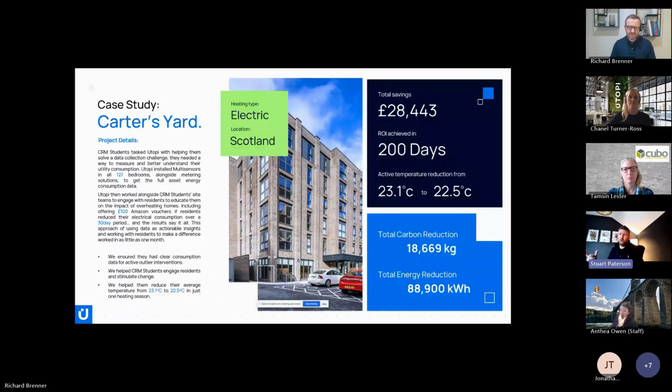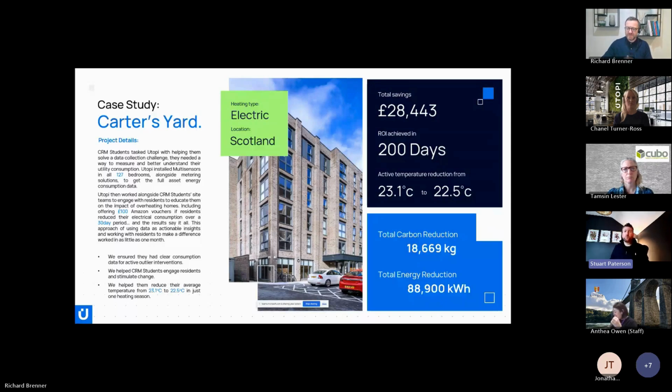Following the installation of the environmental sensor and energy submeters, we were able to determine that a lot of the overconsumption was due to overheating and limitations on their existing heating controls that were effectively binary. Once they were on, they stayed on until someone interacted with them.